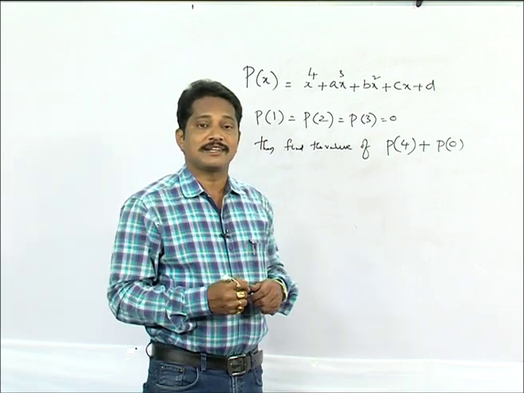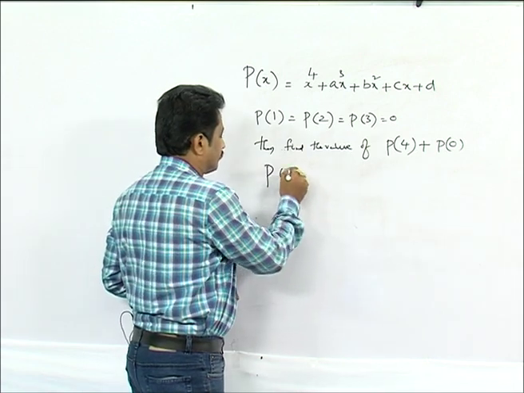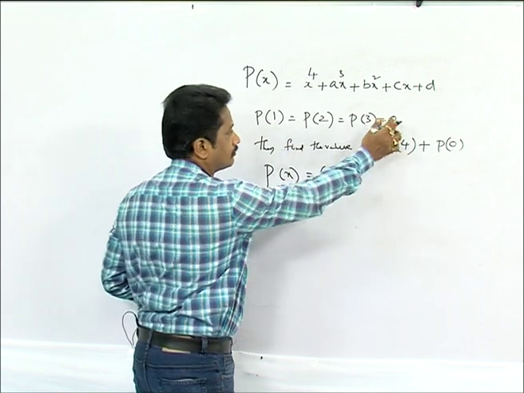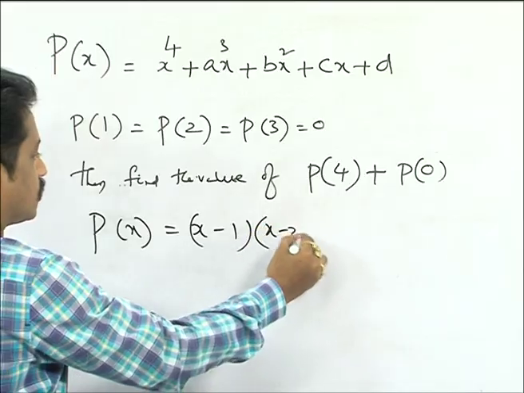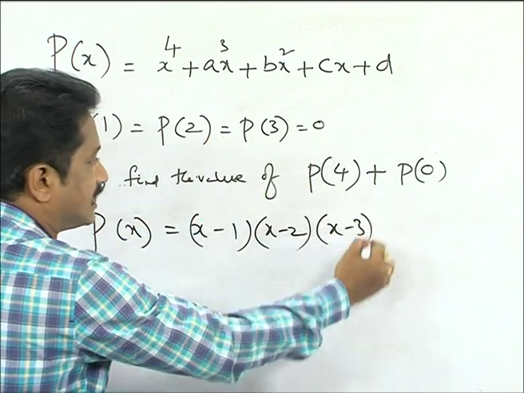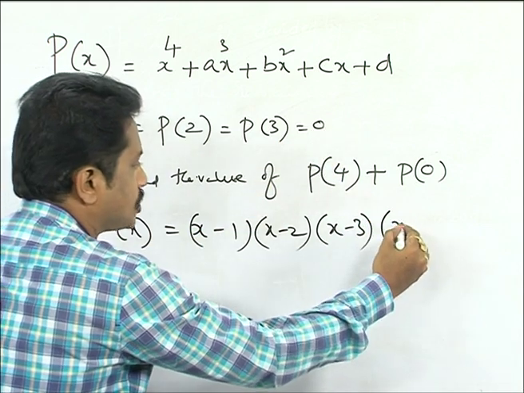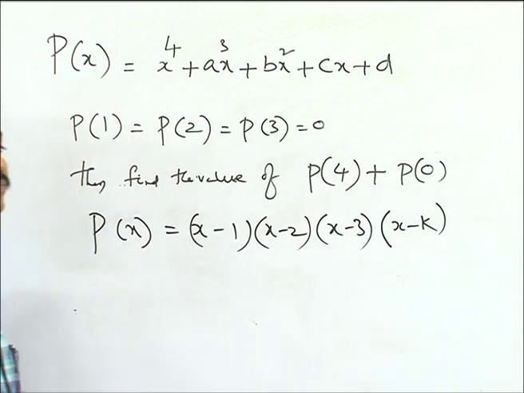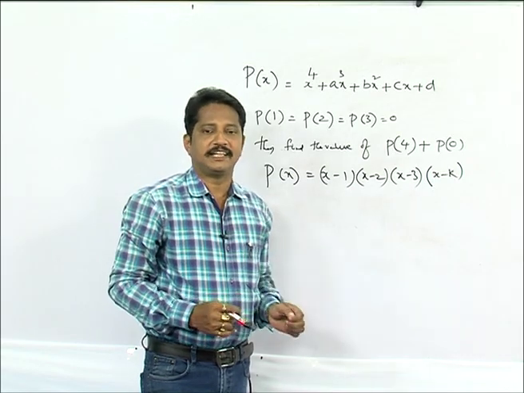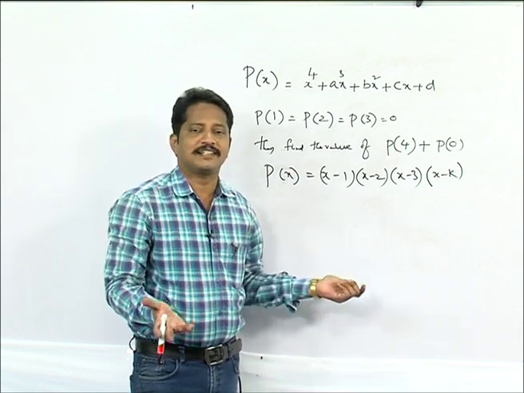So, now you can write P of x as x minus 1, because P of 1 equals 0, x minus 2, because P of 2 equals 0, x minus 3, because P of 3 equals 0, and the other one should be x minus k. This is a very important reasoning for getting the answer.